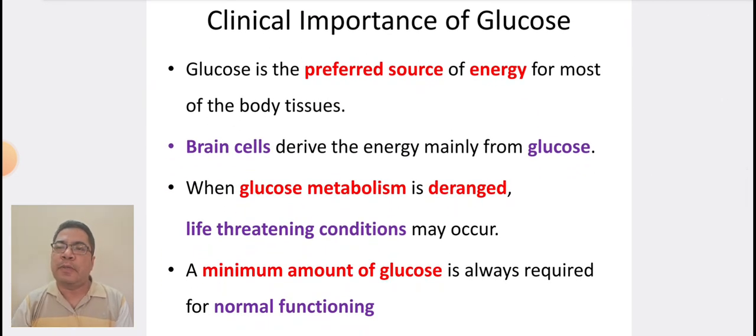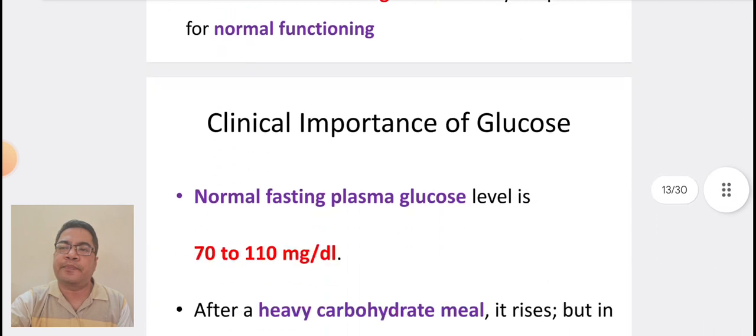Coming to clinical importance of glucose. Glucose is the preferred source of energy for most of the body tissues. Brain cells derive their energy mainly from glucose. When glucose metabolism is deranged, life-threatening conditions may occur. The minimum amount of glucose is always required for normal functioning.